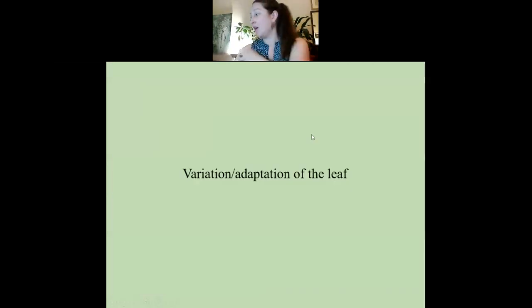All right. Believe it or not, we are almost done. This is a relatively short lab compared to the ones we've had before. So now we're just going to go through a few variations and adaptations of the leaf.